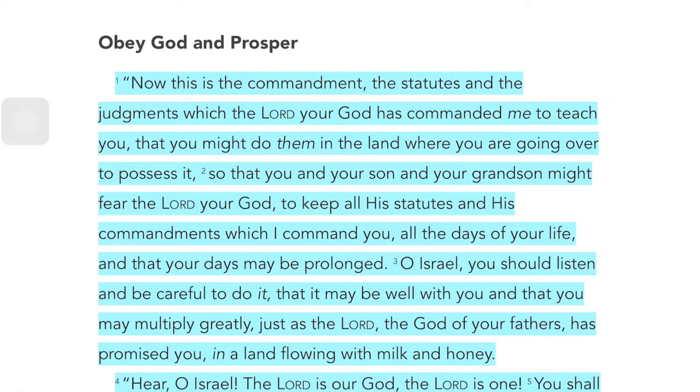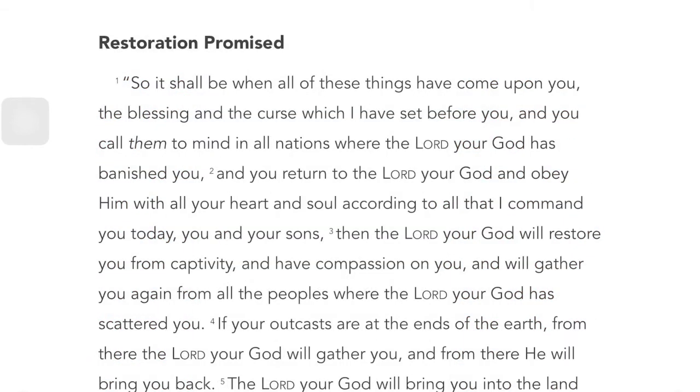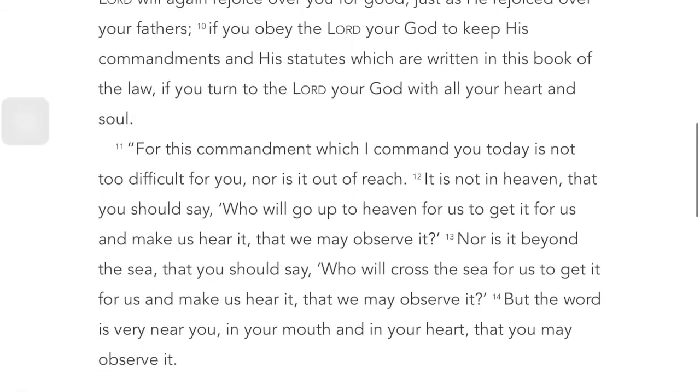And we see that Hebrew narrative told here in Deuteronomy chapters 29 and 30. Let's read a little bit of that. I want to read over actually in chapter 30 of Deuteronomy.